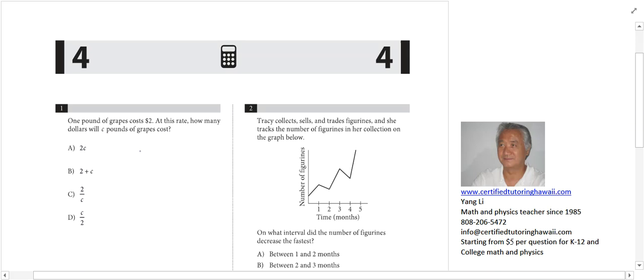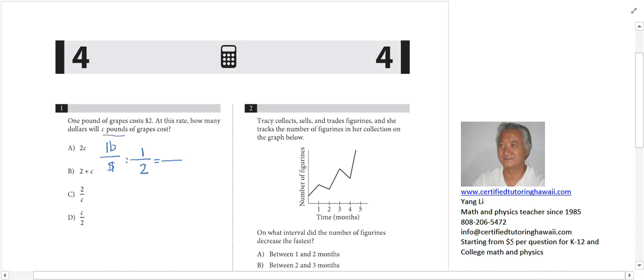So we use the proportion, make two ratios. So we put the pound on the top, and then the dollar as a denominator. Okay, we're gonna make this kind of ratio. So they told you that 1 pound equals what? $2. And then at this rate, how many dollars will C pounds of grapes cost?